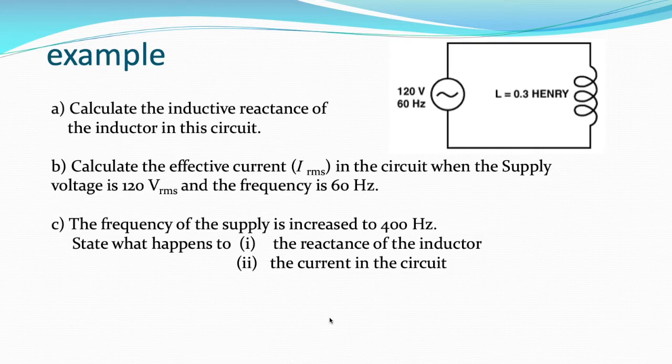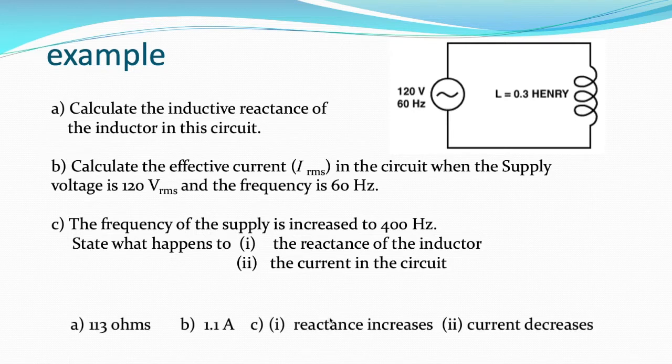Well, for part A, the inductive reactance XL will be equal to 2 pi F times L, so 2 pi times 60 times 0.3 gives us an answer of 113 ohms. For part B, if we want to work out the current, this is Ohm's law. I equals V over R. 120 over 113 gives us 1.1 amps.